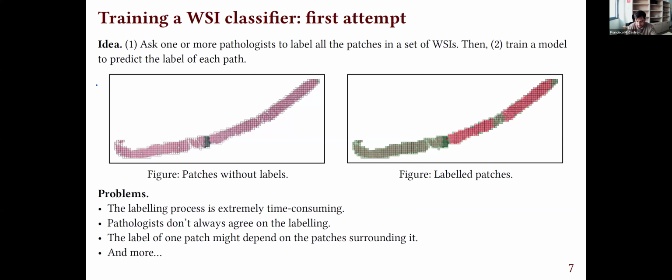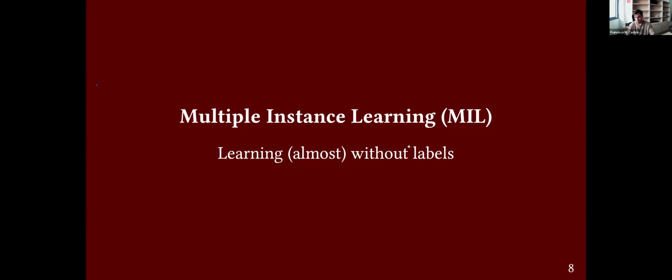And second, pathologists have other things to do instead of labeling many patches, which is, as I said, a very exhaustive task. So we need to come up with a better solution, a better approach. Multiple instance learning is maybe a solution for this because it allows us to learn without all these labels. I'm going to briefly explain why.